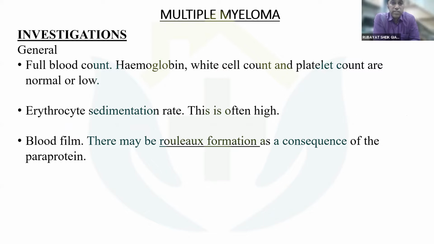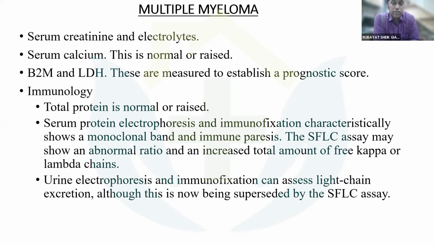So in your investigations, you will have anemia, you might have pancytopenia, you will have a very high ESR, you will have rouleaux formation where all the RBCs are clumped together. The serum creatinine will be raised, the serum calcium will be raised. And as we will see later, beta-2 microglobulin, an important marker for prognosis, will also be raised. The serum total protein will be raised.